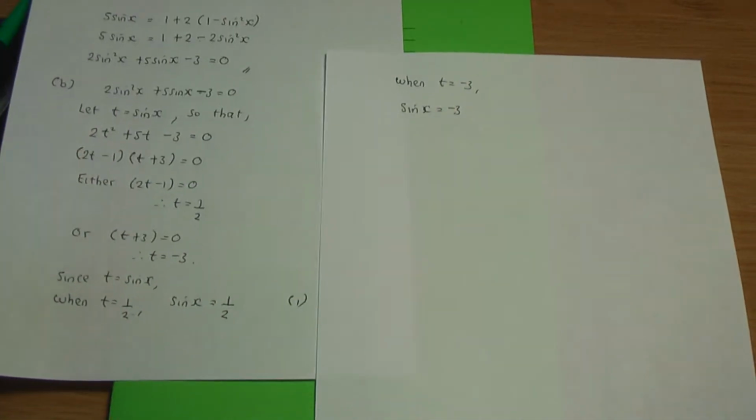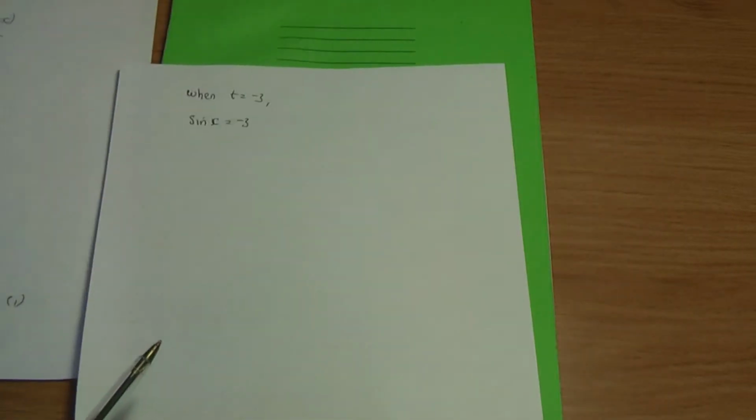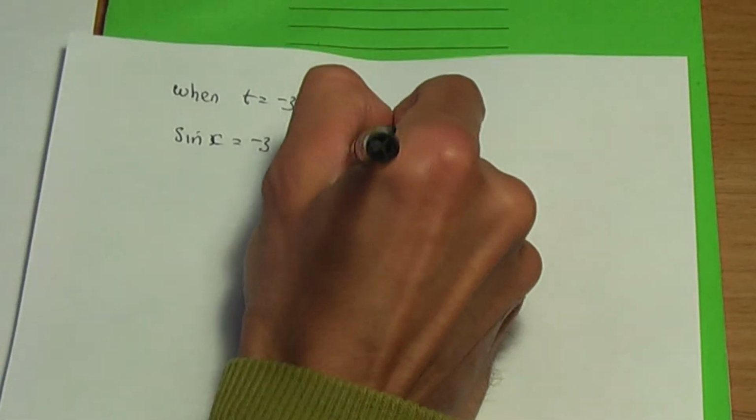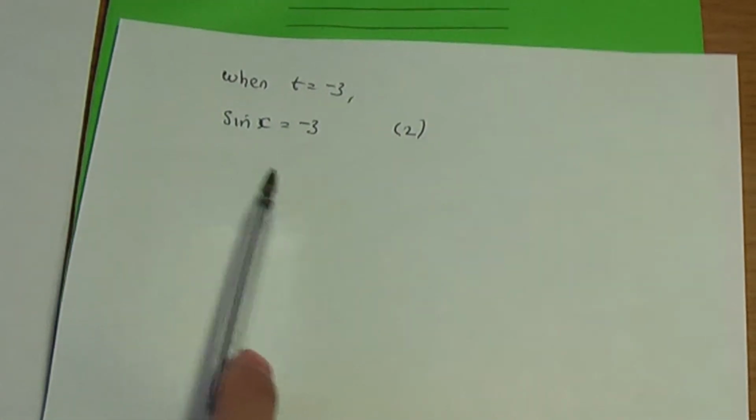So here are our equations. This is equation 1, sine x is equal to half. Let's number this equation number 2. Now, let's focus on equation number 2.